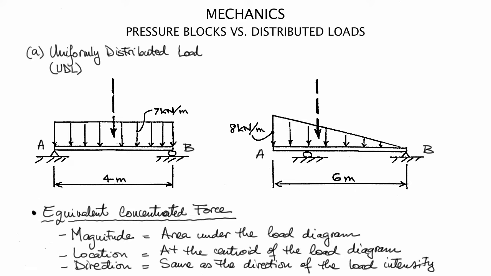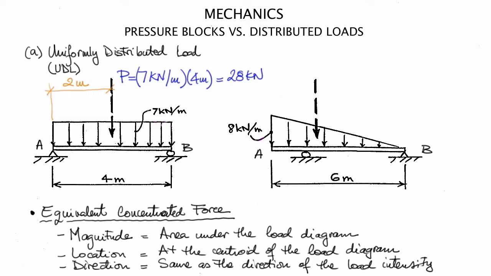So in the case of the first load, the uniformly distributed load, we can calculate its magnitude, P, equal to 7 kilonewtons per meter times 4 meters, the length of the load, and that equals a total of 28 kilonewtons. Its location will be at the centroid of the rectangle, so that's 2 meters away from the left end at A. And of course 2 meters from B.